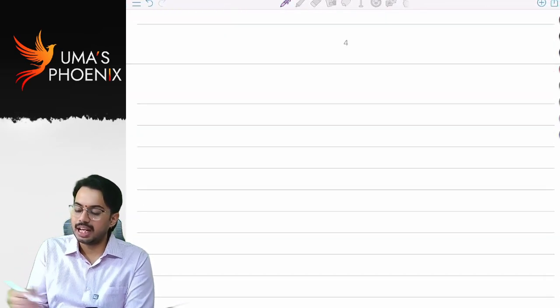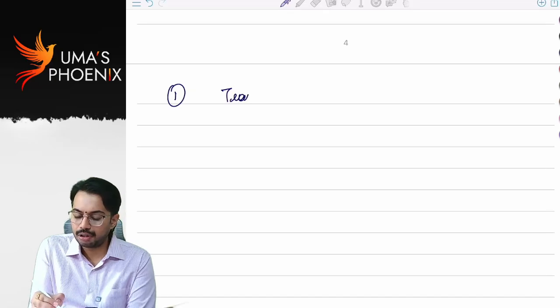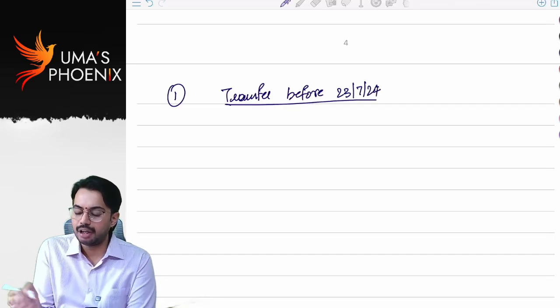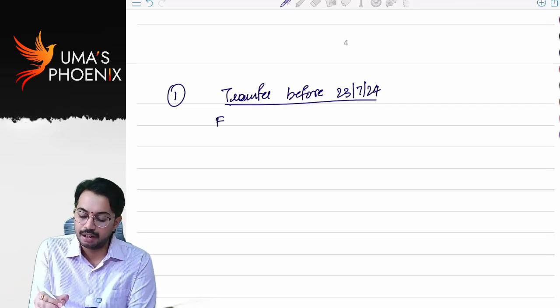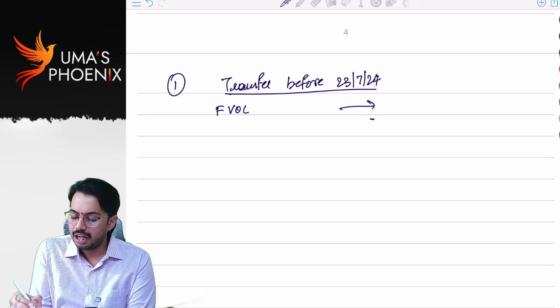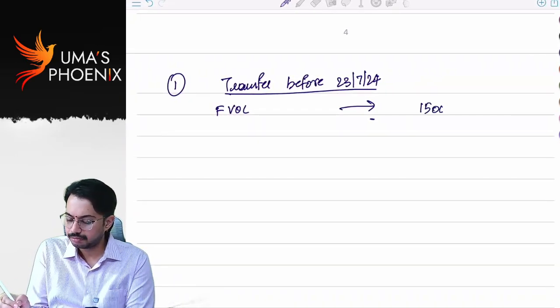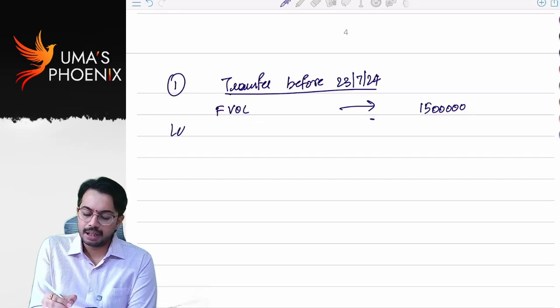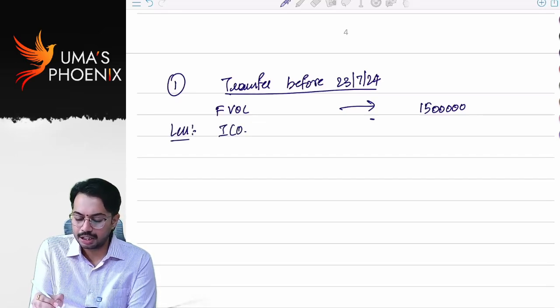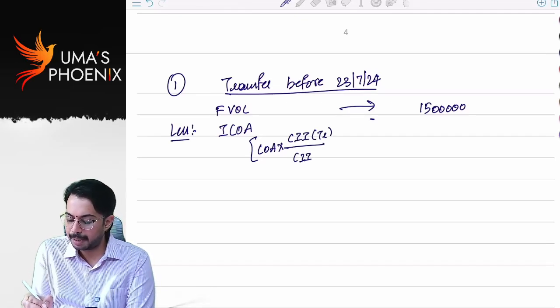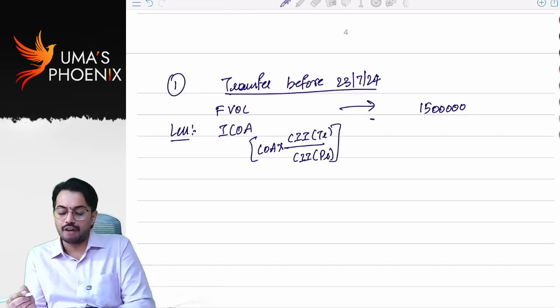First let us do case 1. Transfer before 23rd July 24. If it is transferred before 23rd July 24, indexation benefit is available. Full value of consideration. It was sold for 15 lakhs. You can claim indexed cost of acquisition as deduction. What is the formula? Cost of acquisition into cost inflation index in the year of transfer divided by cost inflation index in the year of purchase.